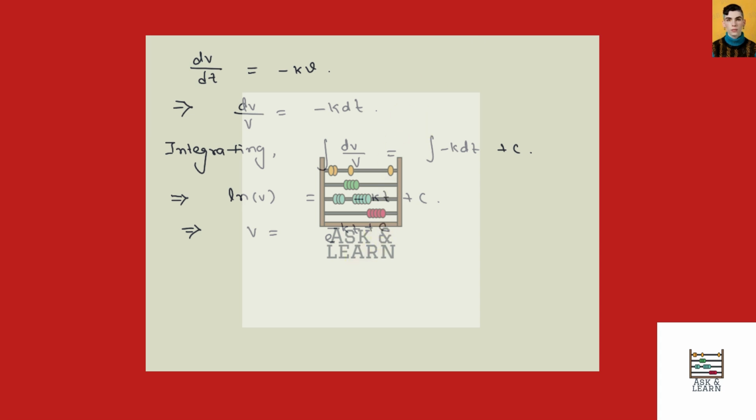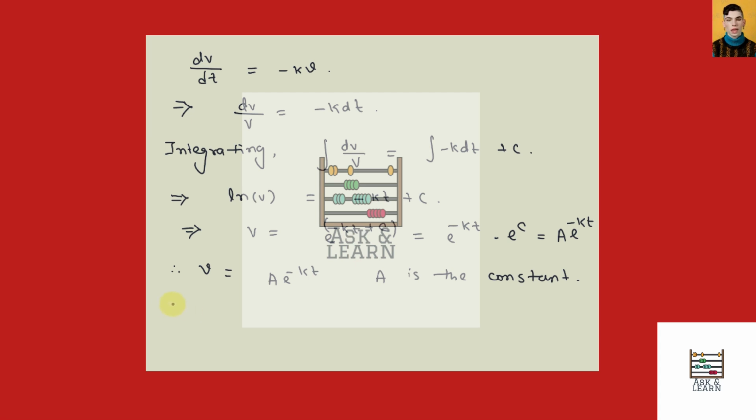where c is the constant of integration. We can write it as e to the power minus kt into e to the power c, that is a, equal to e to the power minus kt. So v equal to a into e to the power minus kt, where a is the constant. Now we use the initial condition.